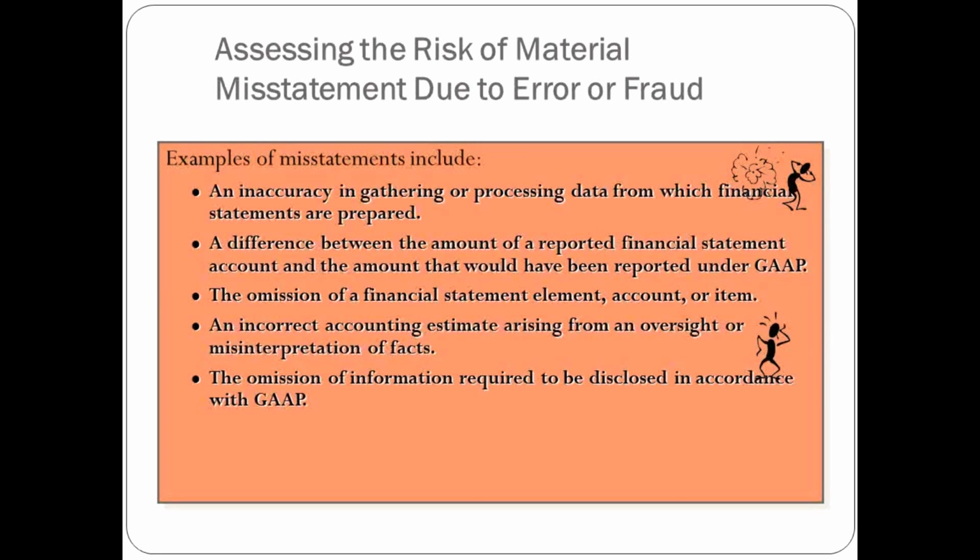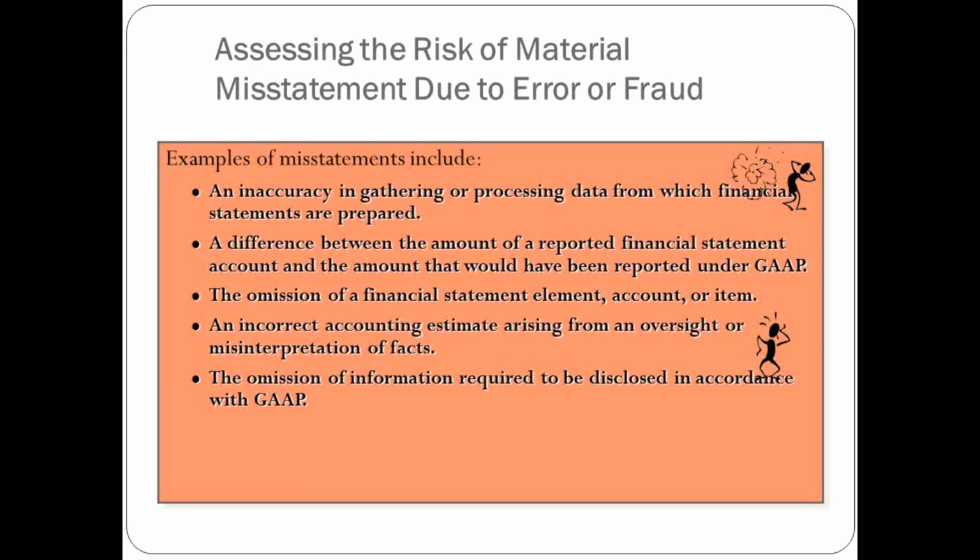So some examples of misstatements would be an inaccuracy in the gathering or processing of data, difference between the amount reported in the financial statements versus what's been reported under GAAP. And that could be an error. The client might have interpreted the standards incorrectly. Might not be anything to do with earnings management. The omission of a financial statement element, account, or item. Incorrect accounting estimates because of misinterpretation of facts, or the omission of information that should be disclosed.